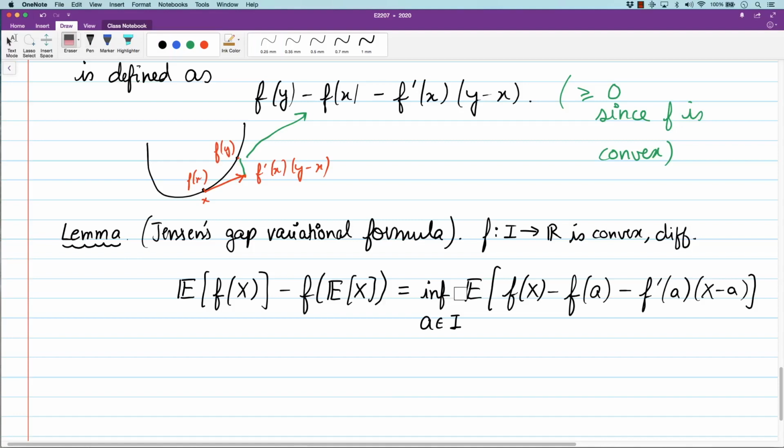In fact, I've written it as infimum, but you see that when you substitute a equals expected value of x, this becomes f(x) minus f of expected value of x, and this guy is minus f prime(a) times something here. And so when you take linearity of expectation, this expected value becomes 0. So in fact, this can be attained by a equals expected value of x. So in fact, this is a min. Okay.